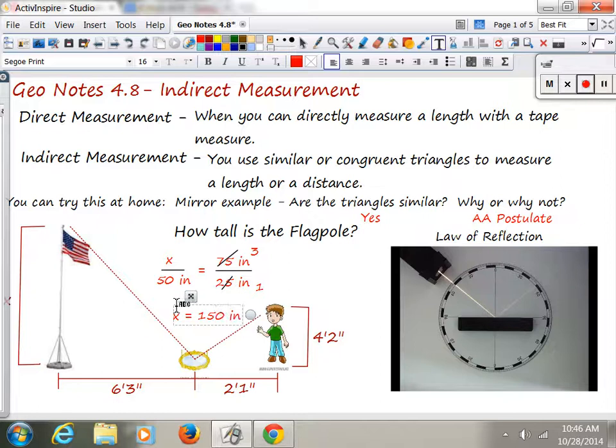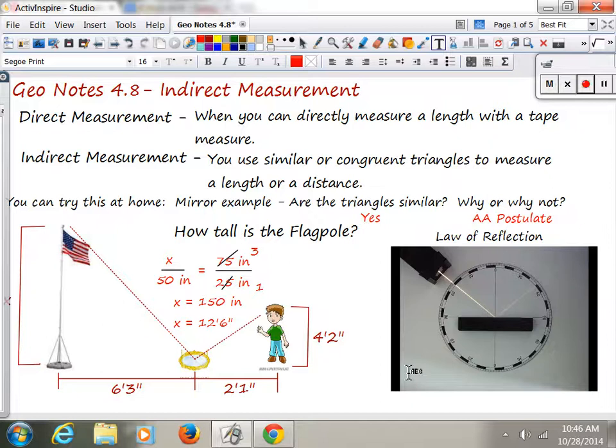Can you change that to feet now? How many feet and inches would that be? Remember, think of 12 inches as 1 foot. 12 times 12 is 144. So what do you think? I'm thinking 12 feet 6 inches. 12 feet would be 144, plus 6 more would be the 150. So that flagpole was 12 feet 6 inches tall.